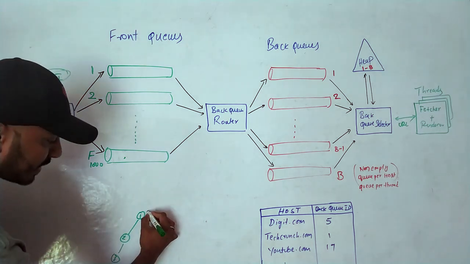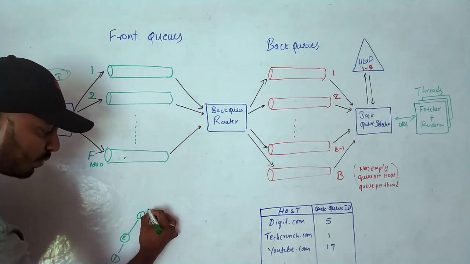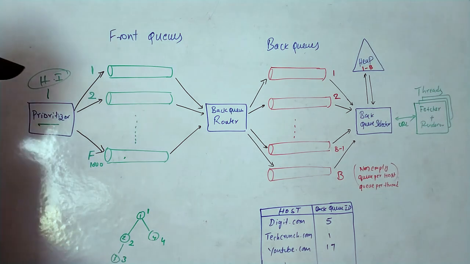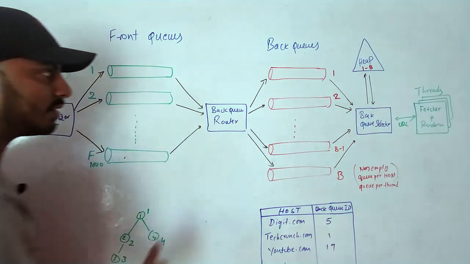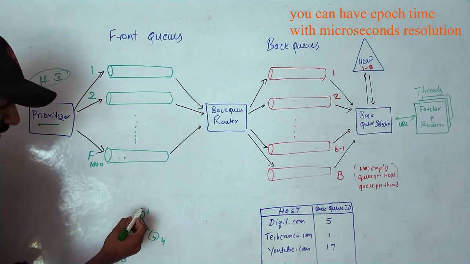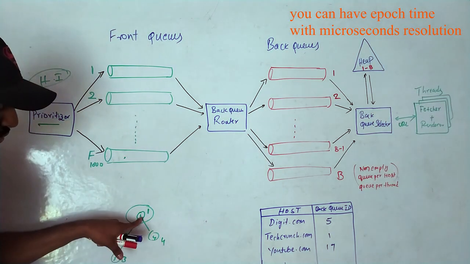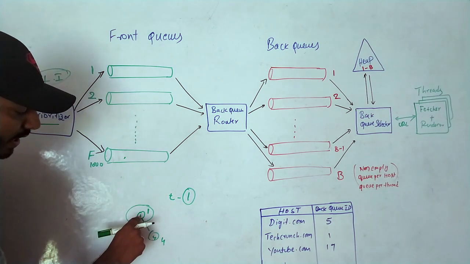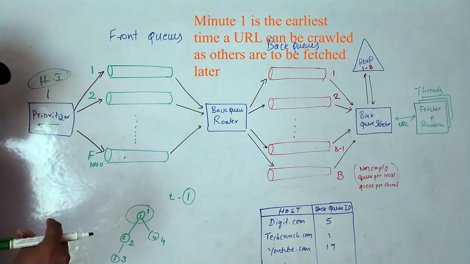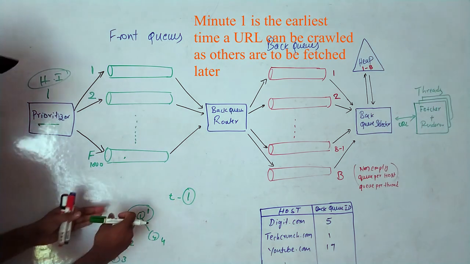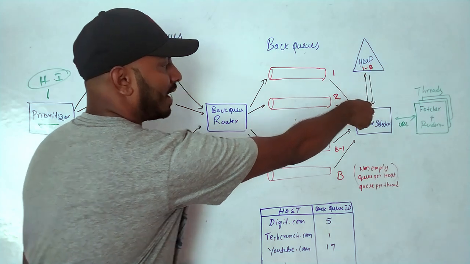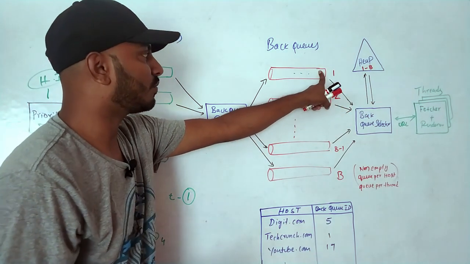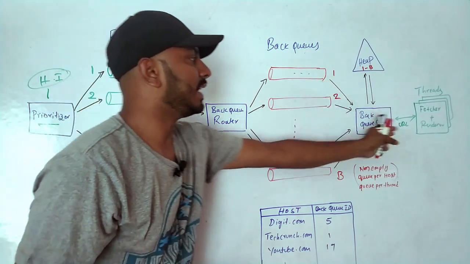So say this is like fetch at minute 1, fetch at minute 3, minute 2, and minute 4. So that means that whenever the back queue selector looks at the heap, it gets to know, okay, now I need to go to queue 1 because at time 1 it has to go to Q1 and get a URL and then crawl it. So it gets one QID 1, it goes here, so there could be n number of URLs in it. It just pulls one URL and gives it to the fetcher.